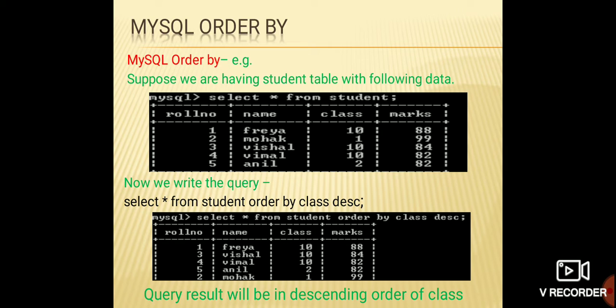Here also the same example I have used. Select asterisk from student, and all the parameters you can see here: roll number, name, class, marks, everything is there. I want to display it according to class, in descending format. So you can see here roll number, name, class. Class is being displayed in descending order: class 10th is displayed first, then class 2, and then class 1. According to that the query will output.